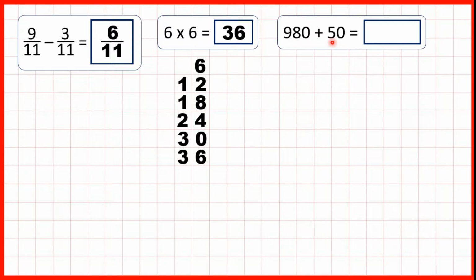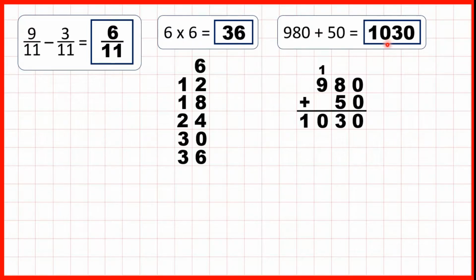980 plus 50. We can set this out as a column addition, making sure our place values are lined up on the right-hand side. 0 plus 0 is 0, 8 plus 5 is 13, so 1, 3, and 1 plus 9 is 10. So our answer is 1030.